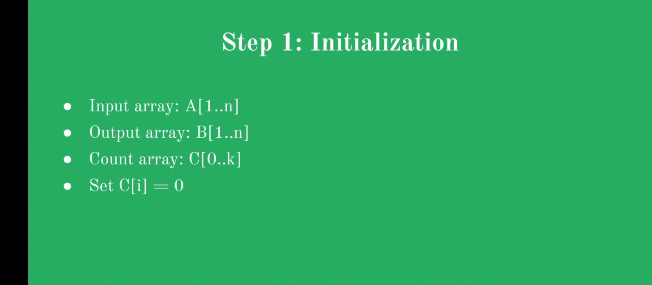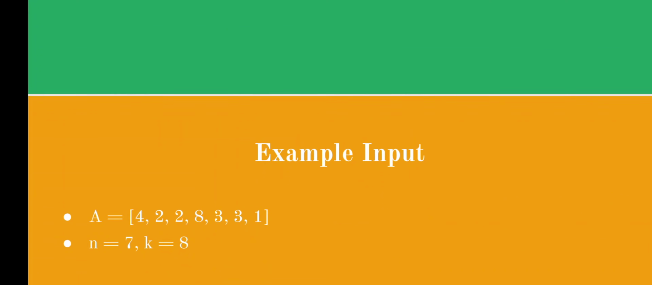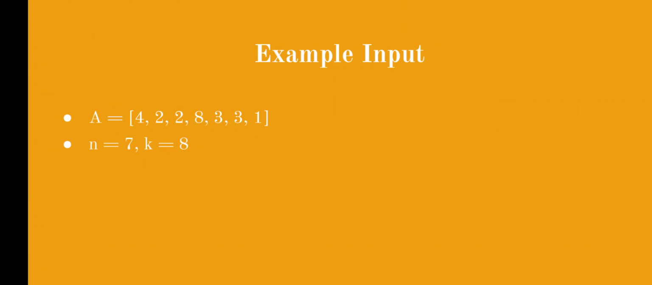So let's move. First, as discussed before, we are initializing B and C. A is already initialized. A is the input array. B is the output array. Count array is C. And we are setting all the elements of C to 0. Let's say for example we are having this array 4 2 2 8 3 3 1. So n is 7 as the number of elements is 7, and k is 8 because 8 is the maximum element in the array.